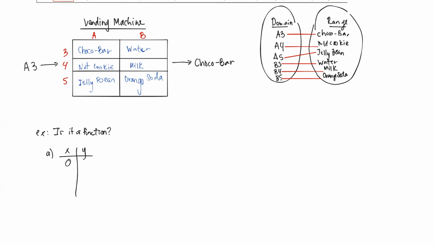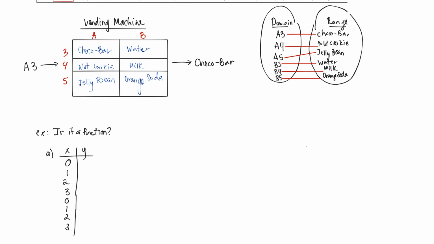I'm just going to make up some values. Let's say that I have an interesting table. I never said that this was a table representing a function. I just said it was a table representing some relationship that we want to determine whether it is a function or not.